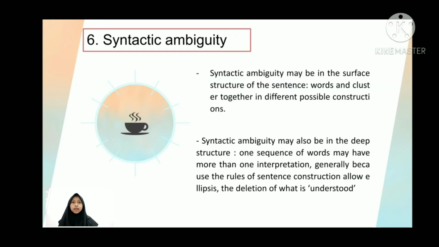And the next is syntactic ambiguity. A sentence may include syntactic ambiguity, which is different from lexical ambiguity and referential ambiguity. Syntactic ambiguity may be in the surface structure of the sentence, where words cluster together in different possible constructions. Syntactic ambiguity may also be in the deep structure. One sequence of words may have more than one interpretation, generally because the rules of sentence construction allow ellipses, the deletions of what is understood.